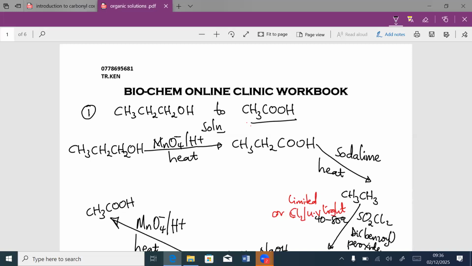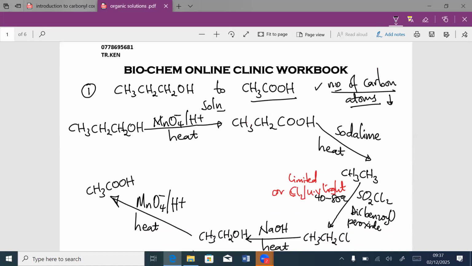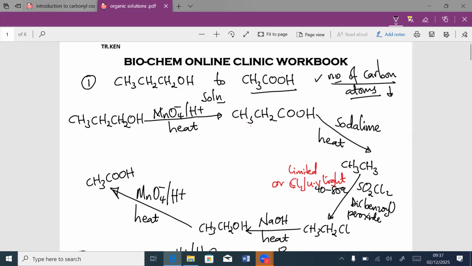propanol. So when you look at this synthesis, the first thing you notice is that the number of carbon atoms has actually reduced. So what comes to my mind is that I have to reduce the number of carbon atoms. There are many ways of reducing the number of carbon atoms, but one appropriate way that we can use here is by creating a carboxylic acid.